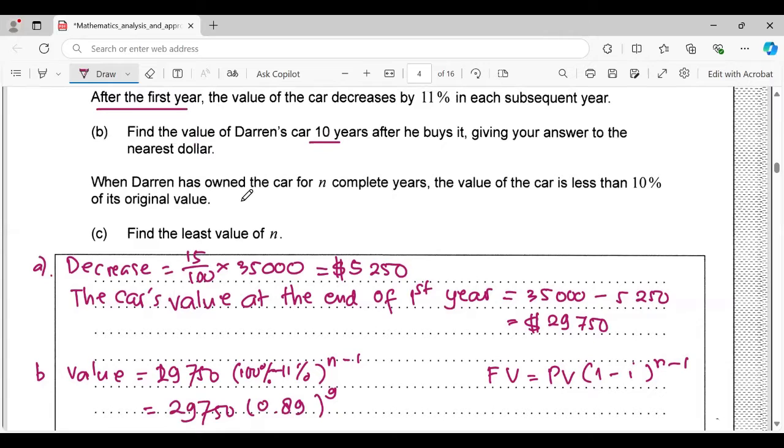When Darren has owned the car for n complete years, the value of the car is less than 10% of its original value. It means 10 percent of 35,000. Find the least value of n.